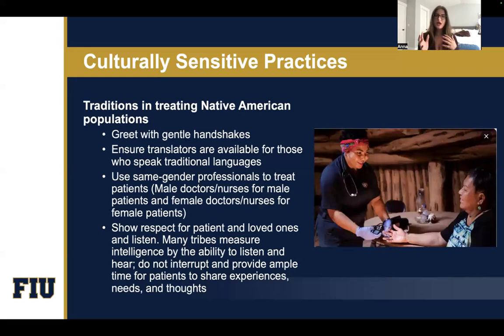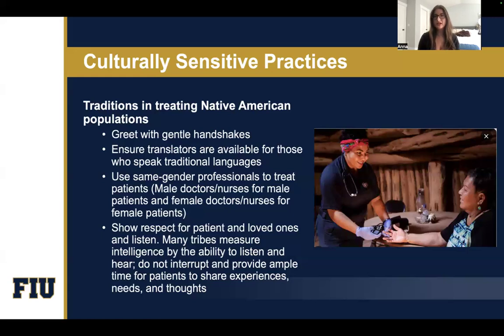Some other culturally sensitive traditions to keep in mind include greeting with gentle handshakes. Also often a tradition or an expectation that you're not making eye contact with the respected elders and leaders. So another thing to keep in mind, gentle handshakes, avoiding eye contact of respected elders, ensuring that there is translation services available for those who speak their traditional languages. And then it's often preferred that the same gender is used for patients. So a male doctor or nurse should be treating a male patient if possible, and then female doctor or nurse should be treating female patients.